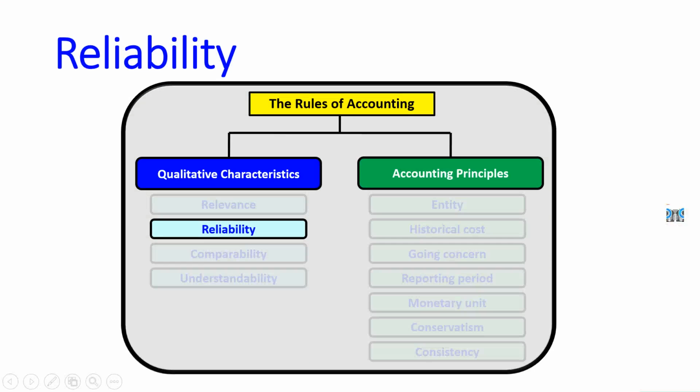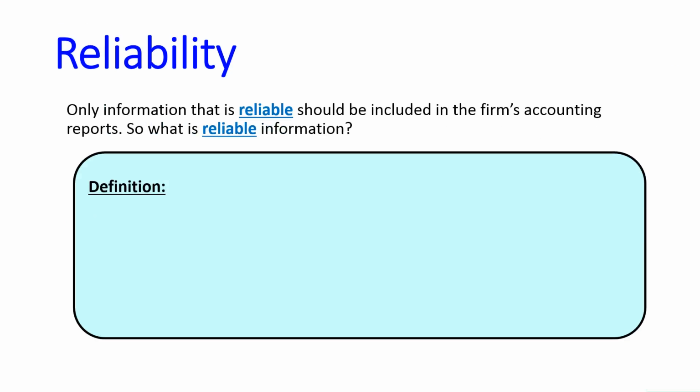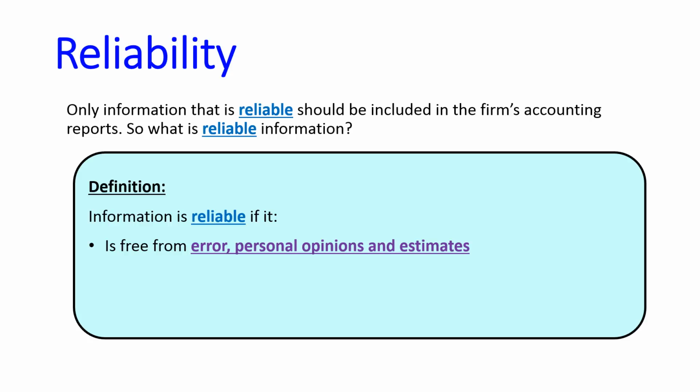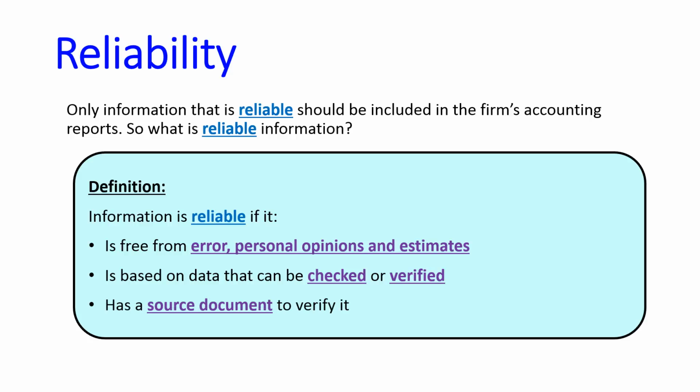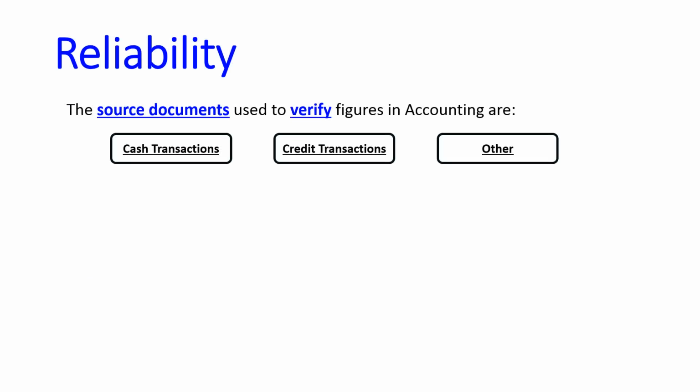Reliability was a qualitative characteristic, and we defined it as saying information is reliable if it is free from error, opinions, and estimates, and is based on data that we can check or verify. And to do that, we'll need a source document to verify it. So source documents are used to verify these figures.